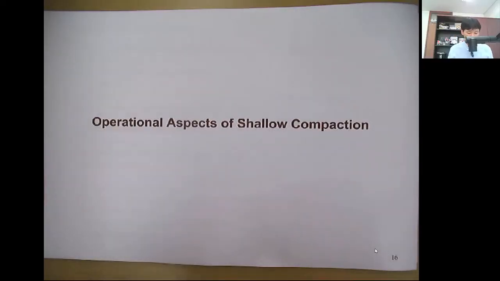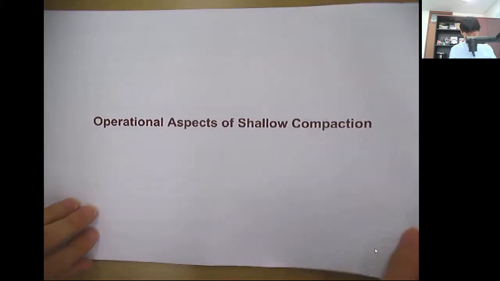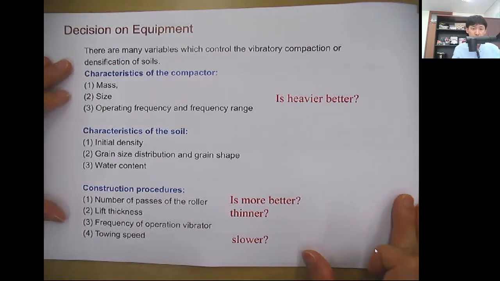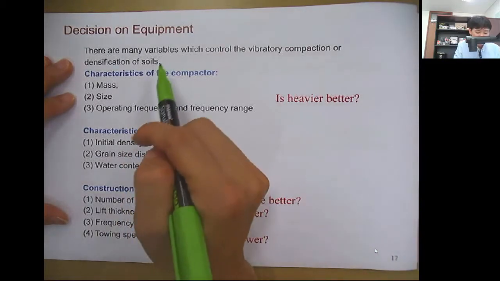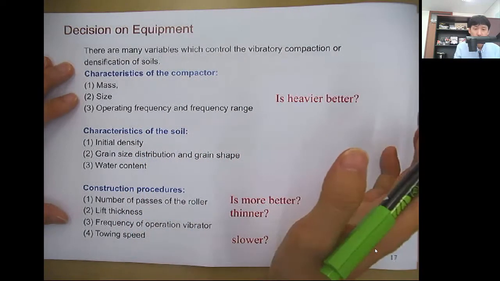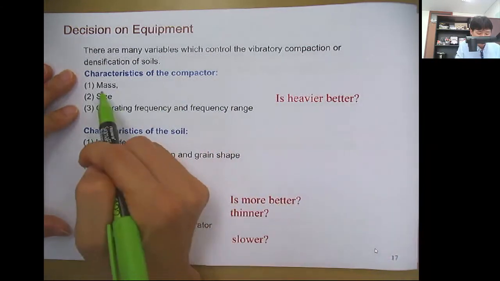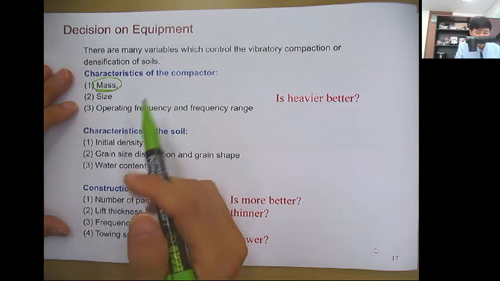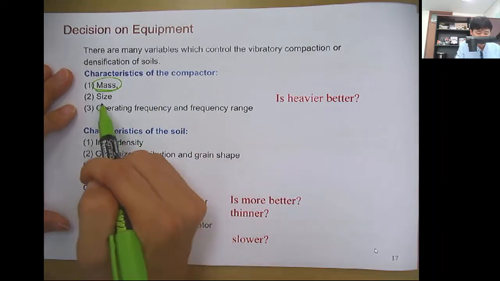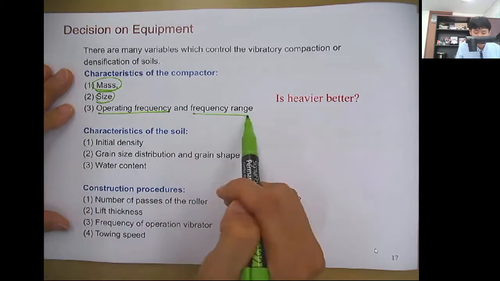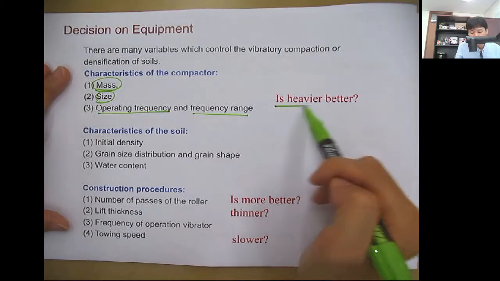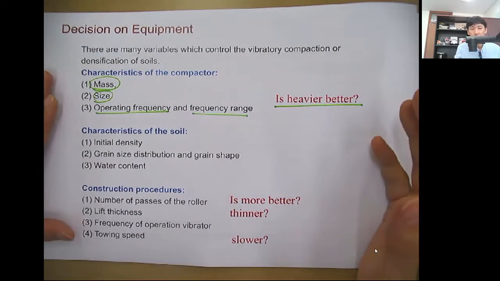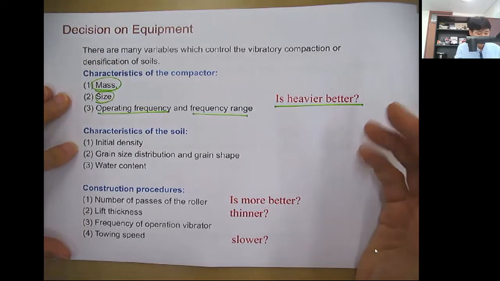So let's talk about the operational aspects of shallow compaction. When you decide what equipment to use, there are many variables that control the densification of the soil. For example, the size of the compactor and mass of the compactor, like how heavy it is, and operating frequency and the frequency range. So is heavier always better? If it's big, then it's going to cost more money to land it.